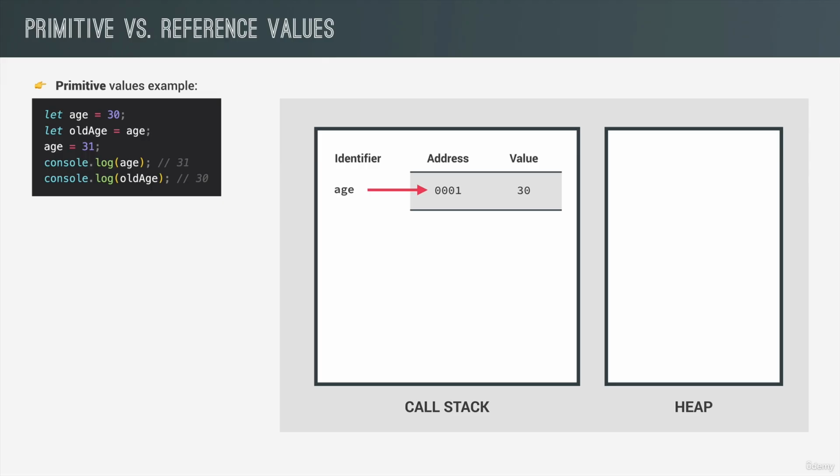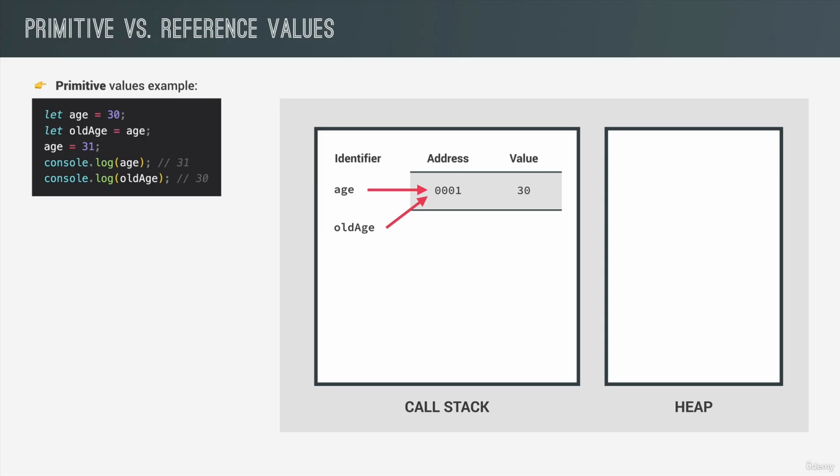Now, in the next line, we declare oldAge to be equal to age. So, knowing that a variable actually holds a memory address, what should oldAge look like? Well, it will simply point to the same memory address as the age variable. And so, it will look like oldAge is simply 30 as well. Great, but now in the next line, we set age to 31. So what will happen then?